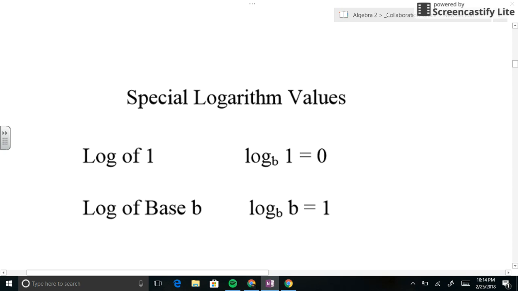Just some special logarithms. One we just did, which we said the log of any base of 1 is always equal to 0. And then the other special case is when the log base b of b, so the same base as the answer, that means our exponent would have to be 1. So log base b of b equals 1. There's some special logarithms.